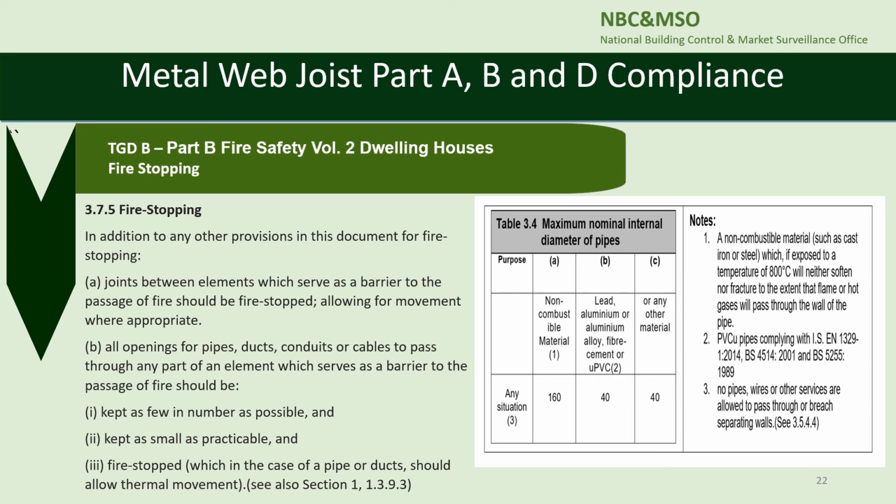All openings for pipes, ducts, conduits, or cables to pass through any part of an element which serves as a barrier to the passage of fire should be kept as few in number as possible and kept as small as practical, and fire stopped, which in the case of pipes or ducts shall allow thermal movement. See also section 1.1393.